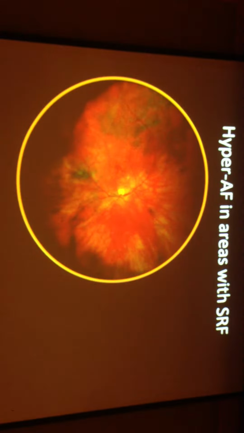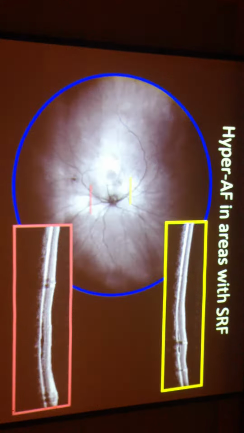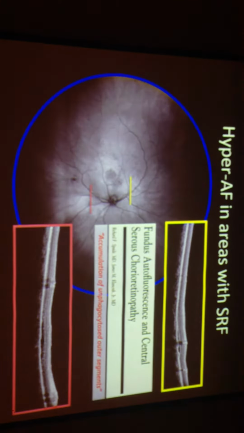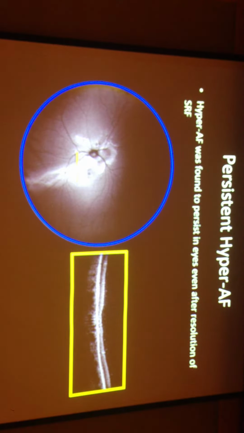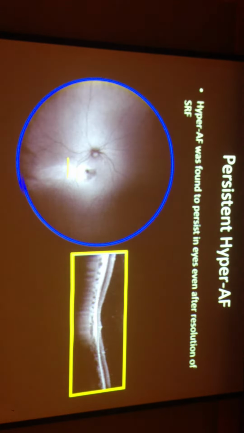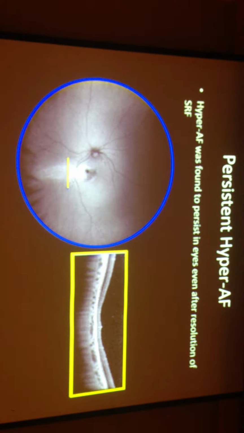So this hyper-autofluorescence in areas with subretinal fluid we know is described as an accumulation of unphagocytosed outer segments. But we also find that this hyper-autofluorescence will persist after resolution of the subretinal fluid. And why is that? Does anybody want to know? Okay.